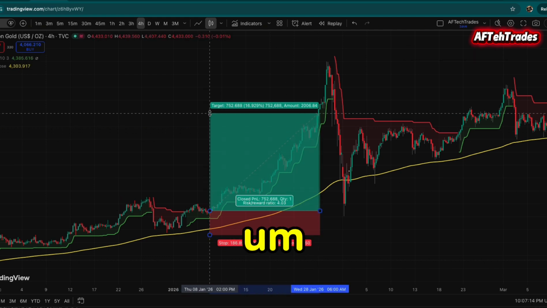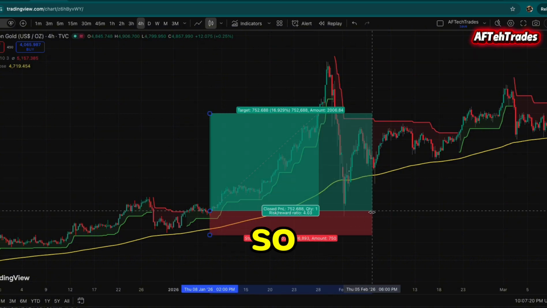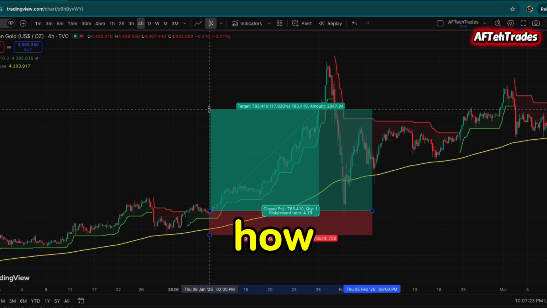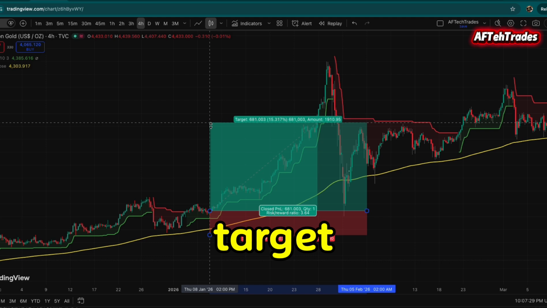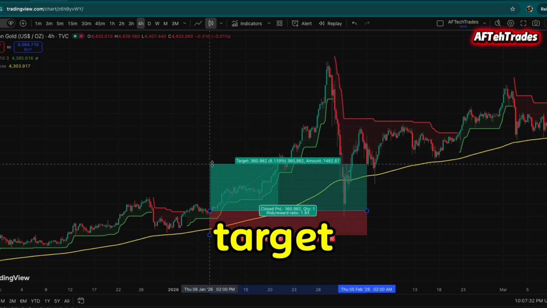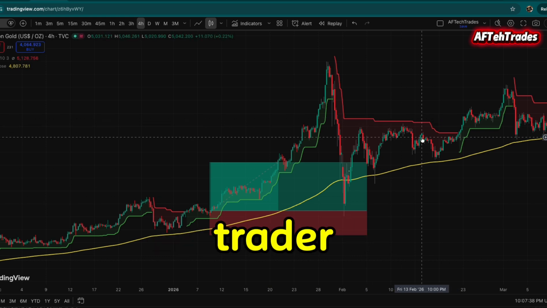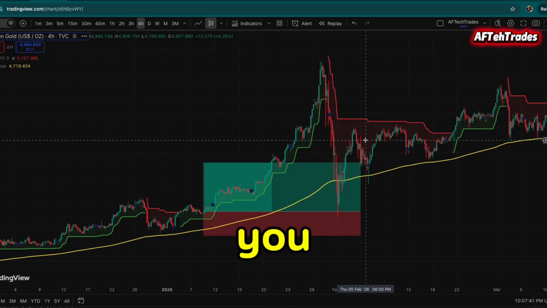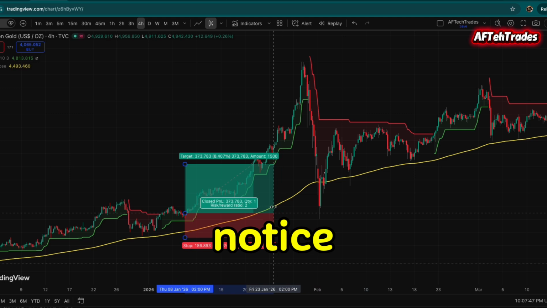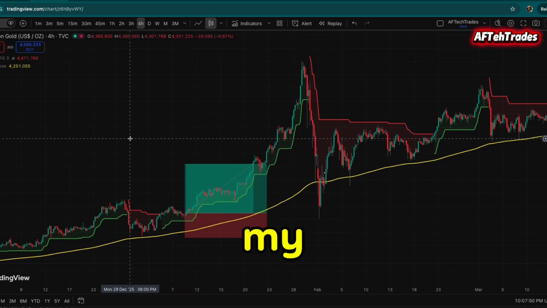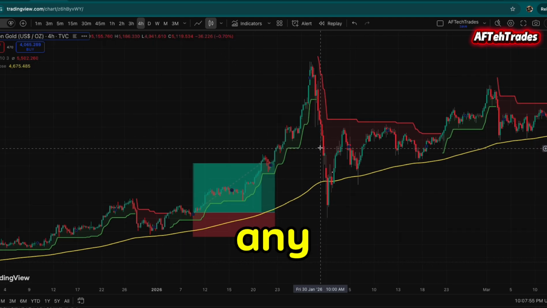So now you can target the next swing high and or resistance zone. Okay, so you can see how this market plays out. So if you want to be conservative, you can just target 1 to 2 risk to reward, just to be a conservative trader. Okay, so you can see how it plays out. Why? Because I notice the market is on my rule. The market has to meet my own trading criteria before I take any trade.